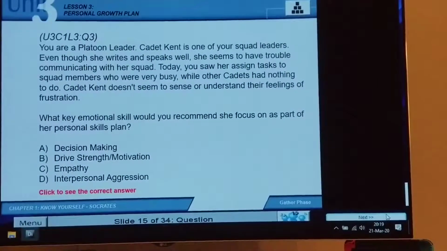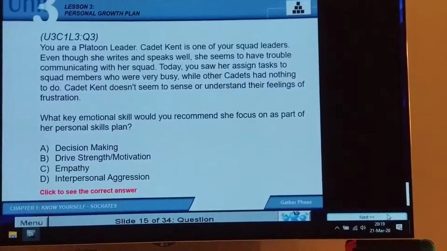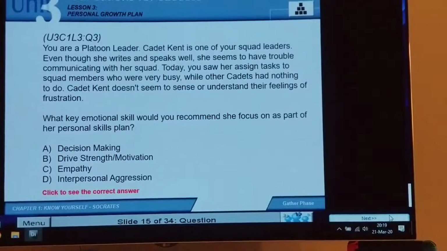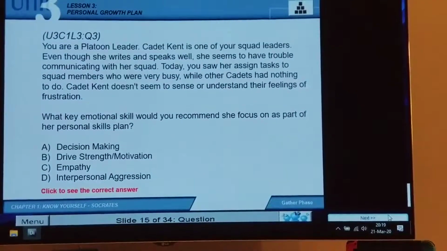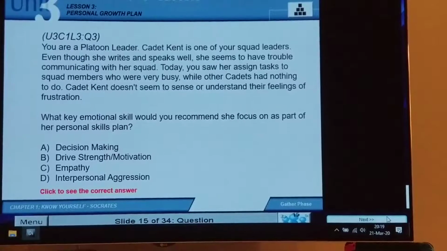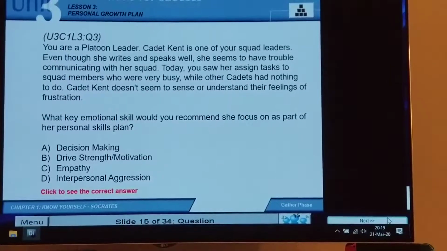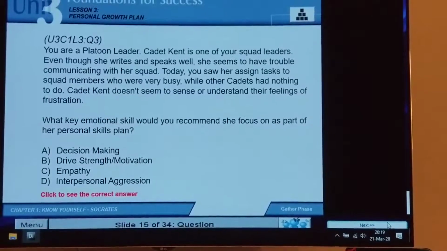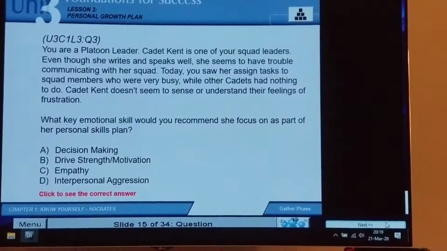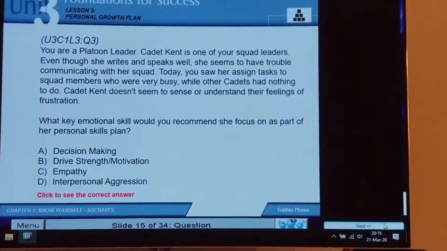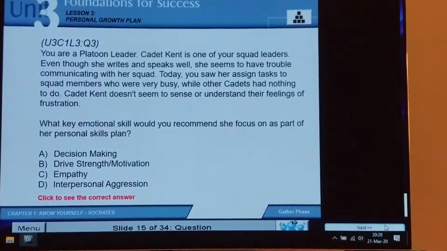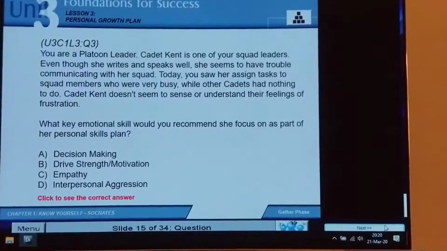You're a platoon leader. Cadet Kent is one of your squad leaders. Even though she writes and speaks well, she seems to have trouble communicating with her squad. Today you saw her assign tasks to squad members who are very busy, while other cadets had nothing to do. Cadet Kent doesn't seem to sense or understand their feelings of frustration. What key emotional skill would you recommend she focus on as part of her personal skills plan? A, decision making, B, drive, strength, motivation, C, empathy, or D, interpersonal aggression?